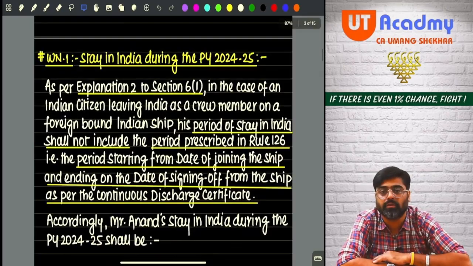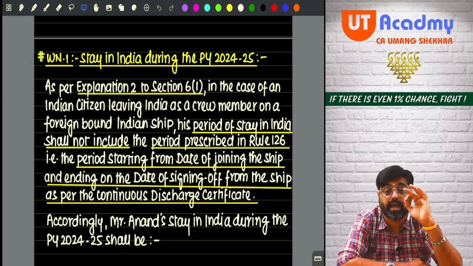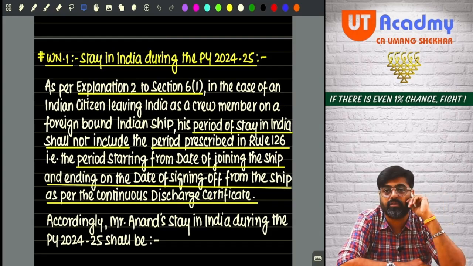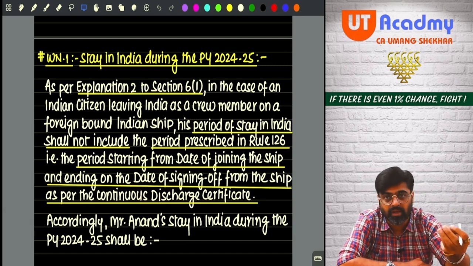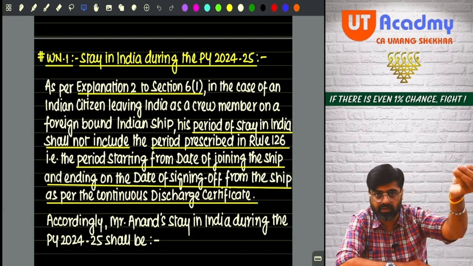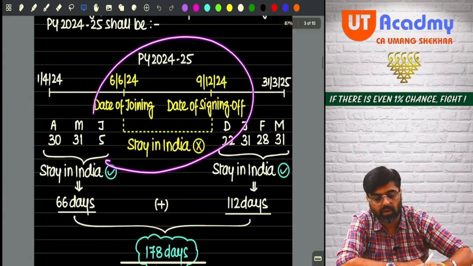Note for this. Please read. There is an explanation given to 6.1. In case of an Indian citizen leaving India as a crew member on an Indian ship, foreign bound Indian ship, his period of stay in India shall not include the period prescribed in Rule 126, and that period is from date of joining to date of signing off as per continuous discharge certificate, which is given in the question, which we are not including. Hence, yellow color.